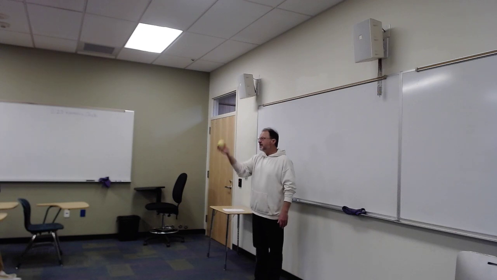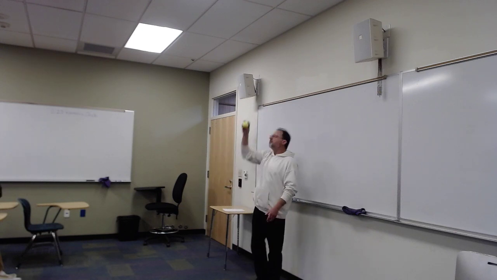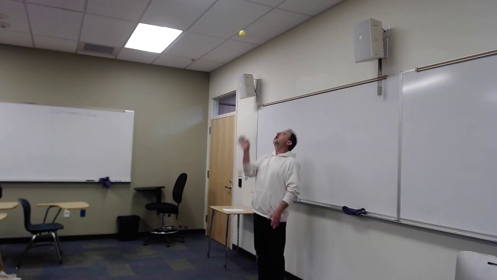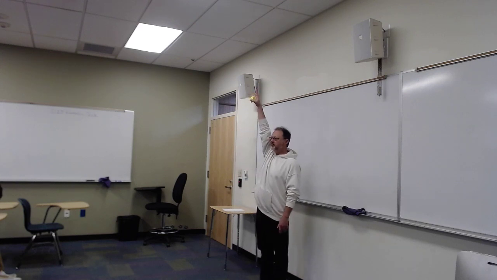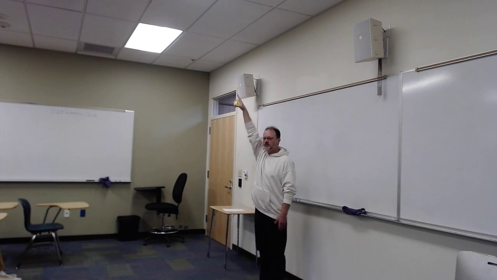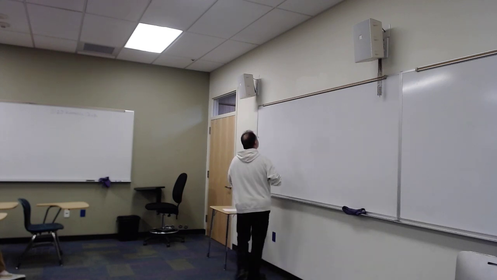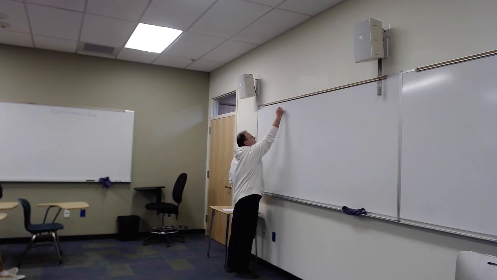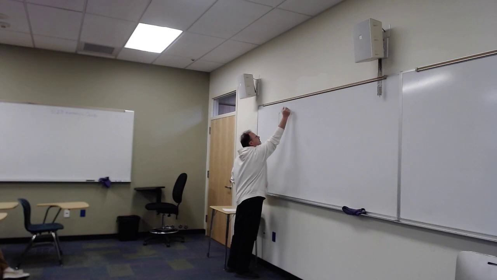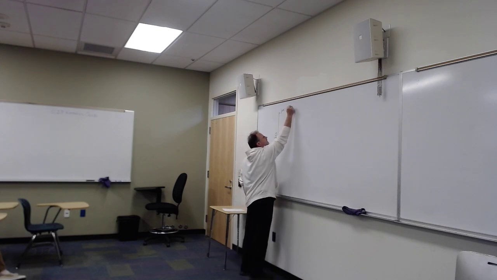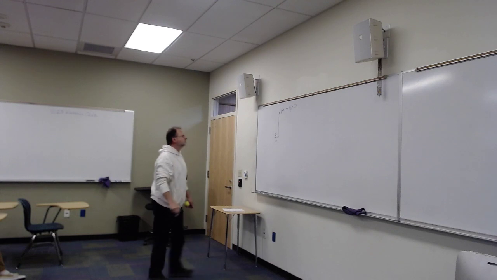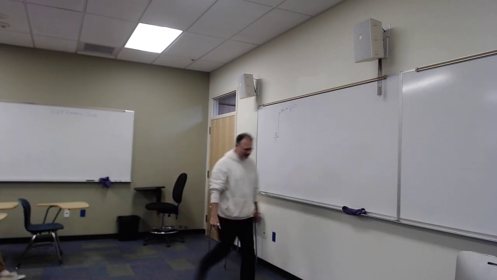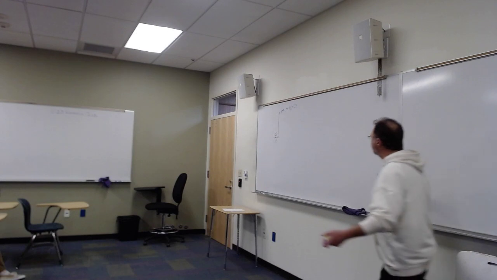If I toss the ball straight up in the air, at the top, what sort of velocity do we have? 0. Okay? If we throw a ball straight up, at the top, Ymax I should say, Vy is equal to 0. Okay. This is a fact. This does not change regardless of anything else.